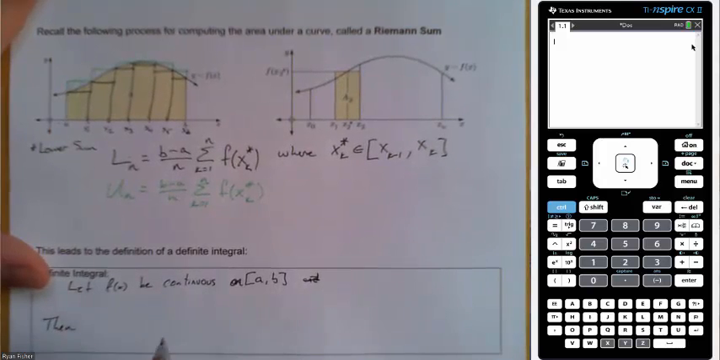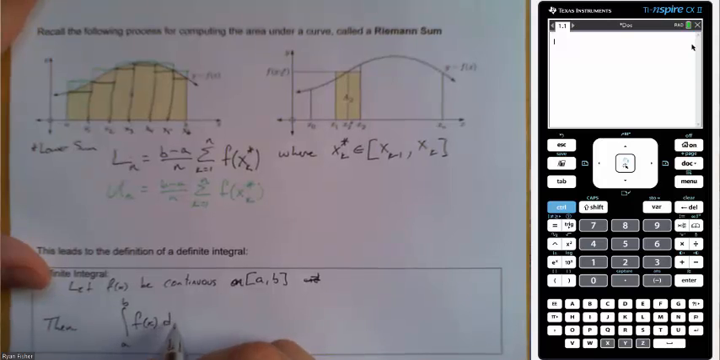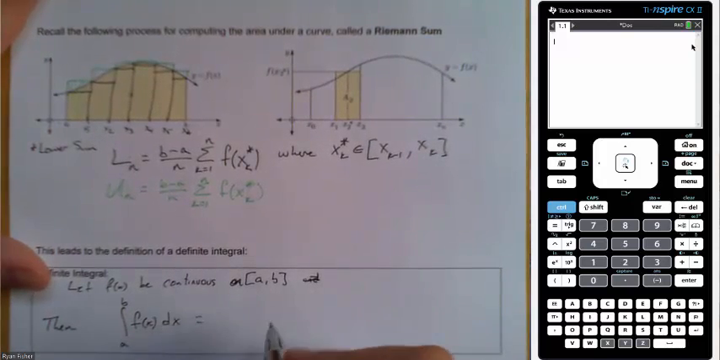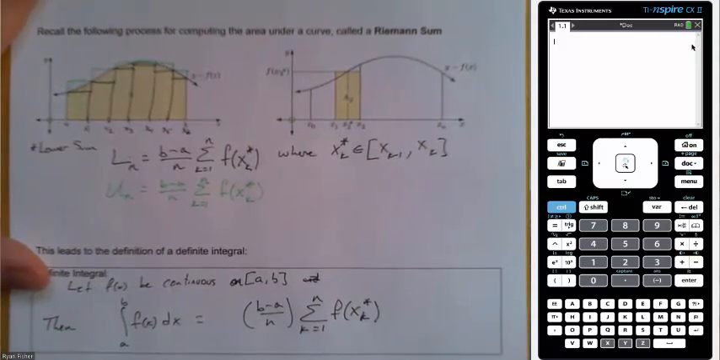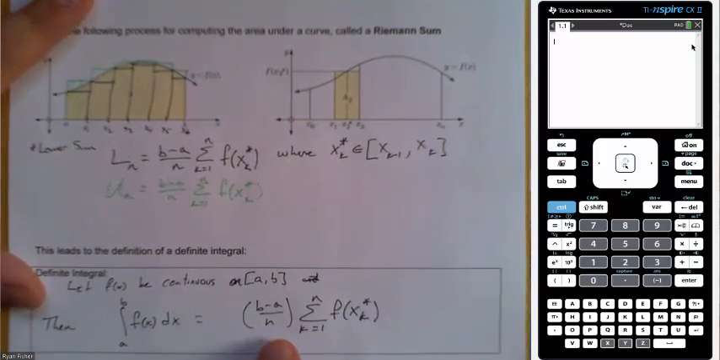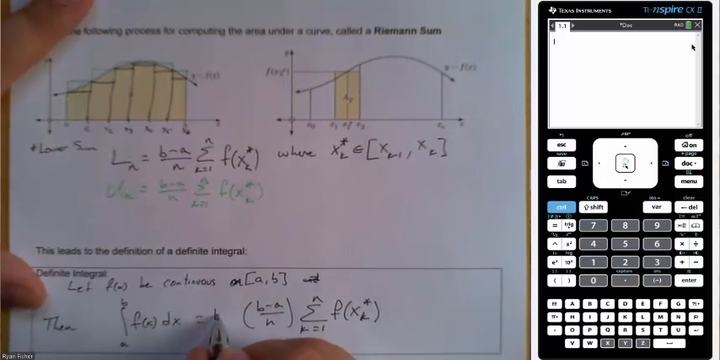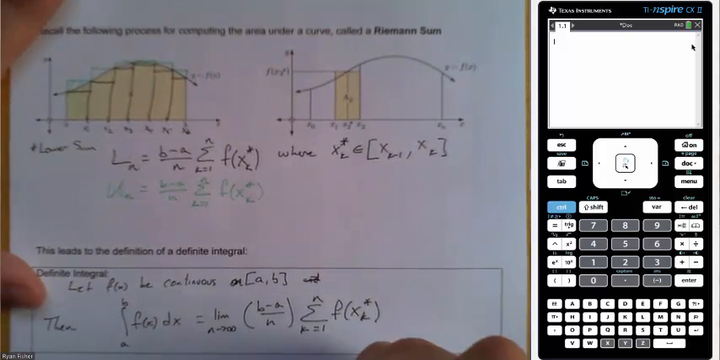Then we say that the exact area, or the definite integral from a to b of this function, sometimes known in this scheme as the Riemann integral from a to b, is each of these sums of f of x k star, that each of these sums become closer and closer to the exact area as you let the number of rectangles approach infinity.